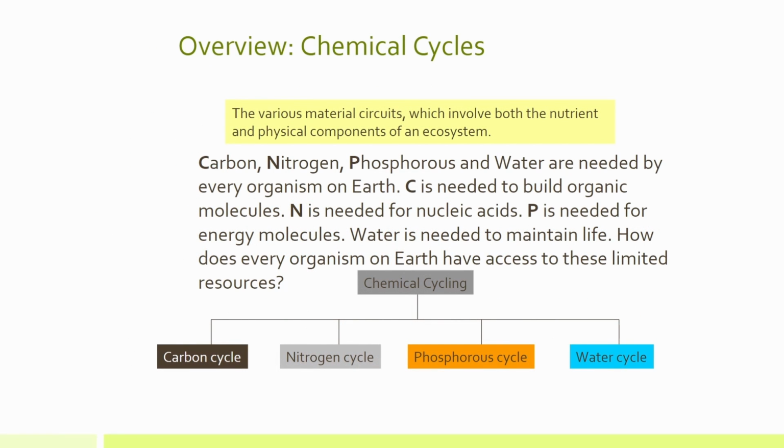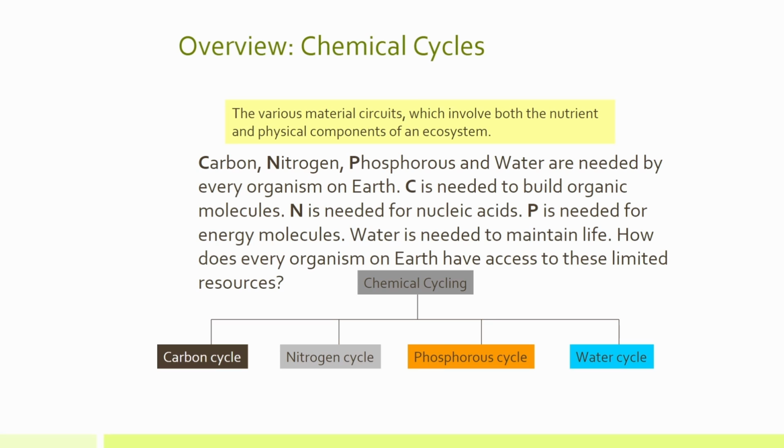So here's a quick overview of chemical cycles. We're looking at various material circuits or cycles, and they involve both the nutrient and physical components of an ecosystem. We'll look at carbon, nitrogen, phosphorus, and water, and they're all needed by each organism on Earth. Carbon especially is needed to build organic molecules.